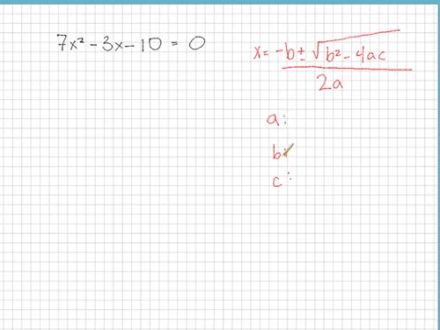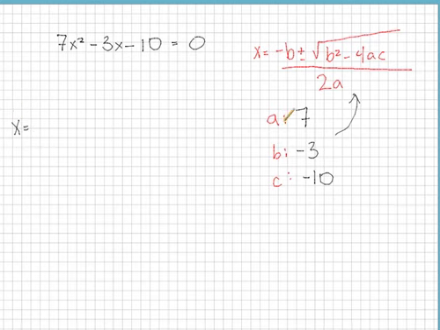So we need to know what a, b, and c are. And a, b, and c are the coefficients and the constants in our equation. So a is the number in front of x squared. B is the number in front of x. Note that this has a negative. And c is the no x term. That also has a negative. Let's go ahead and plug these numbers into this equation and see what we get.